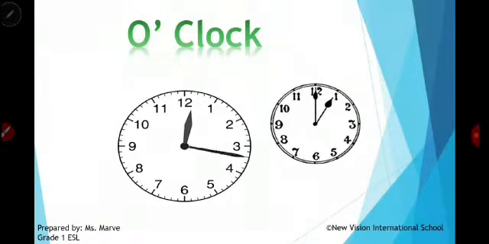At the right side, you can see a clock which is not moving. The short hand or the hour hand is pointing at 1. And the long hand or the minute hand is pointing at 12. So you are going to say first the short hand or the hour hand. You will say 1. And instead of saying 12, you are going to say o'clock. So the time is 1 o'clock. Very good.